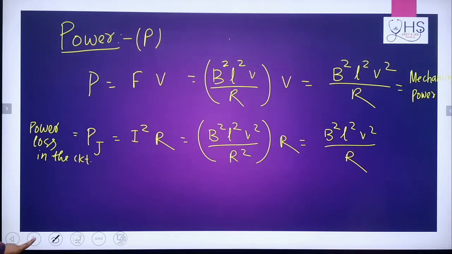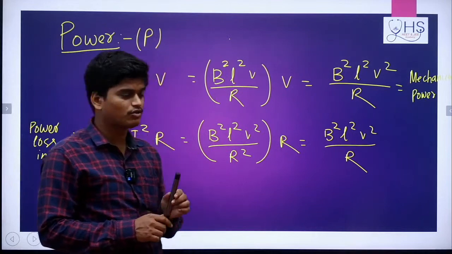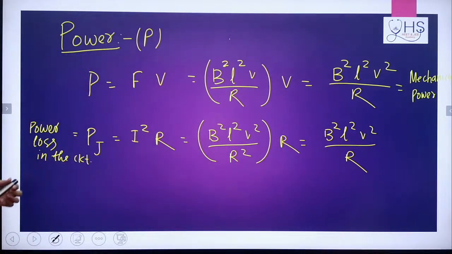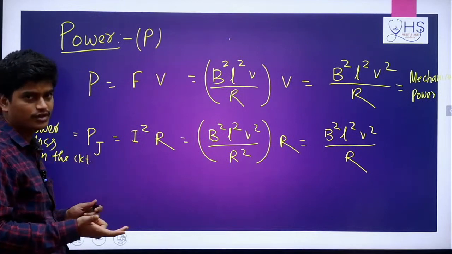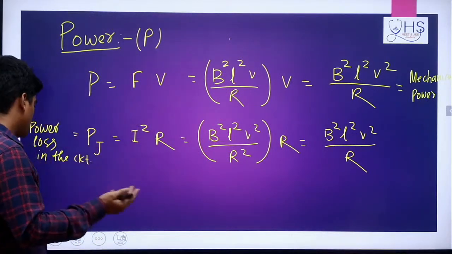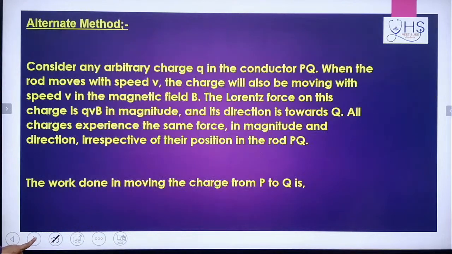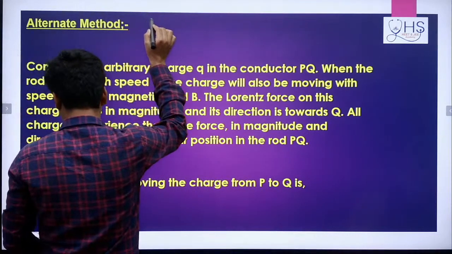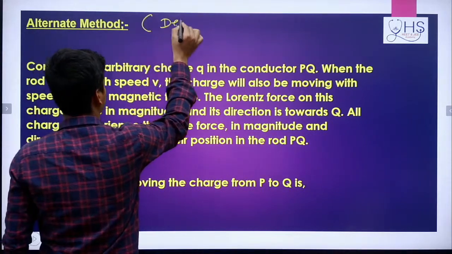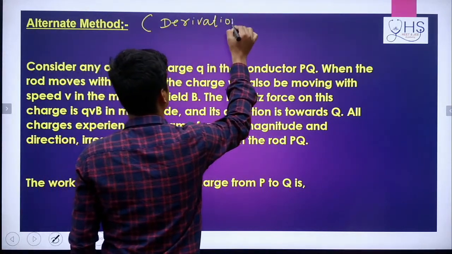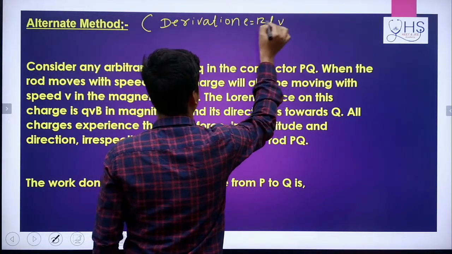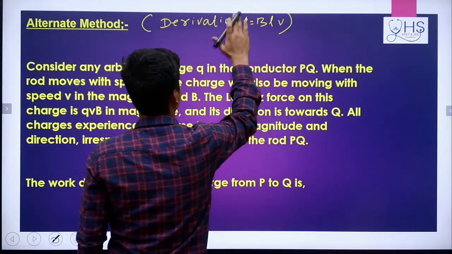Next I want to show you some questions based on this. Here particularly you are translating the conductor. Suppose you are not translating but rotating the conductor, will any EMF be produced in the magnetic field or not? That also we will try to see. Let us go to the next thing. But before that there is an alternate method also given. This is for the derivation of BLV, an alternative method. E equal to BLV, the derivation is given here.